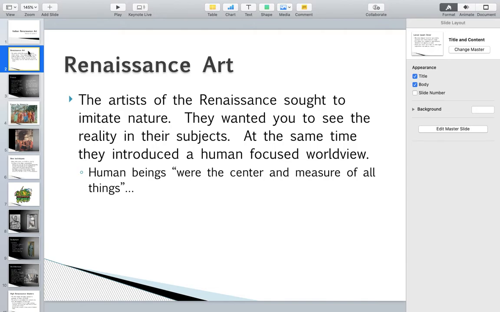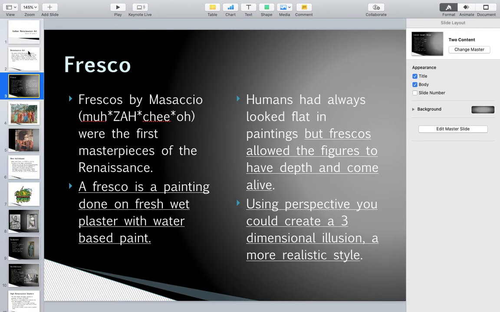So you have some paintings that are done before the Renaissance where nature is the center, and now we're going to start to see human beings as the center during the Renaissance. There's a couple of different types of art that were produced in the Renaissance.